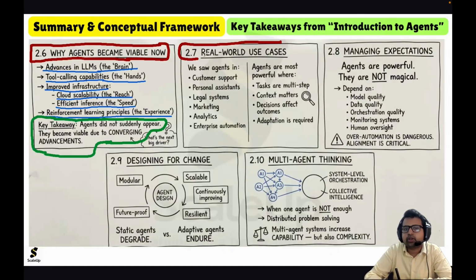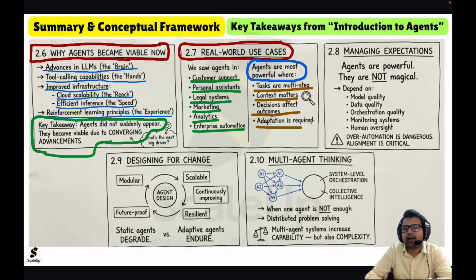Some real world use cases of agents, wherein we saw that agents can play a role in customer support, personal assistants, legal systems, marketing, analytics, and enterprise automation. Agents are powerful where tasks are multi-step, context matters, decisions affect the outcome, and adaptation is required. Wherever adaptation is required, this is very important, because there might be certain scenarios where we might not need agents at all.